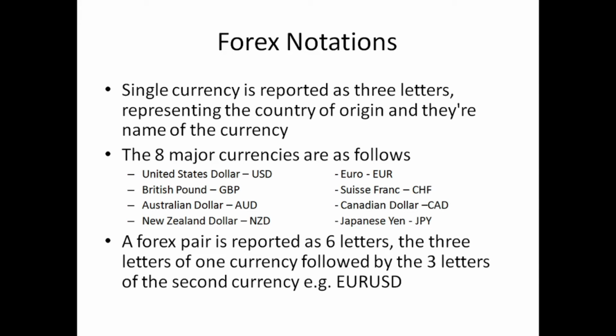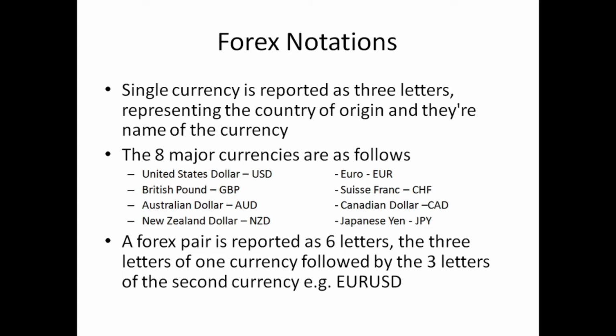And currencies for the respective country are represented as a 3-letter code which correlates to the country of origin and the name of that currency. So the most common pairs that are traded on the Forex market are the US dollar, which is the USD, the Euro, the EUR, the British pound, GBP, the Swiss franc, CHF, also commonly known as the Chief, the Australian dollar, the AUD, the Canadian dollar, the CAD, and the New Zealand dollar, NZD, and the Japanese yen.